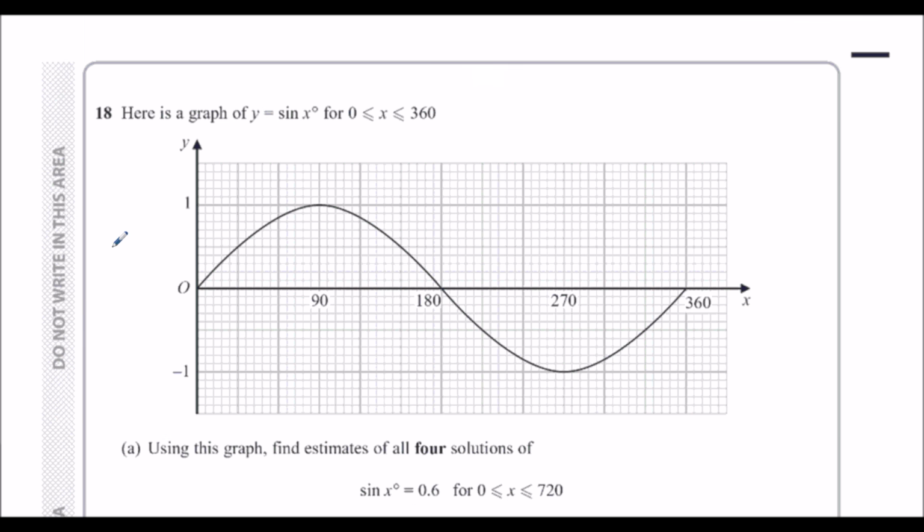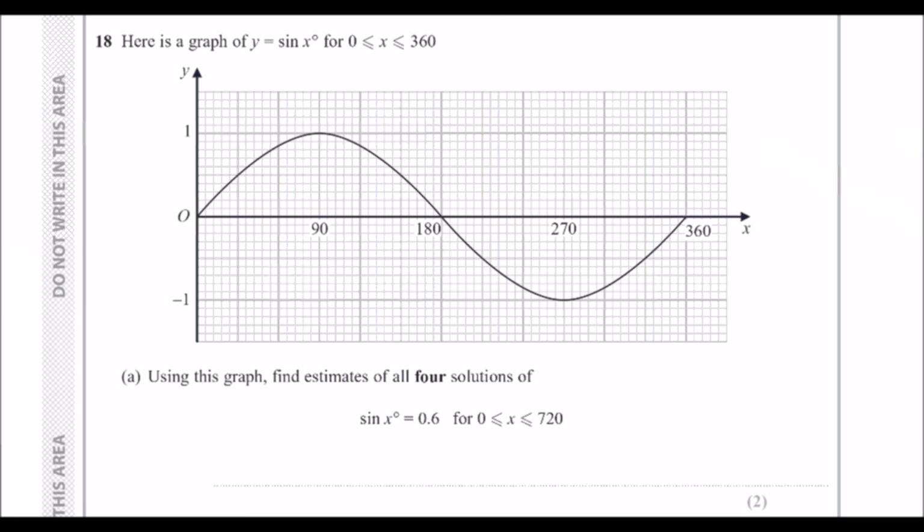Question 18. Here is a graph of y equals sine x for 0 to 360. Using this graph, find estimates for all 4 solutions of sine x equals 0.6 from 0 to 720. So where is sine x equal to 0.6? So go to 0.6, draw a line, so that is where it's equal to 0.6.